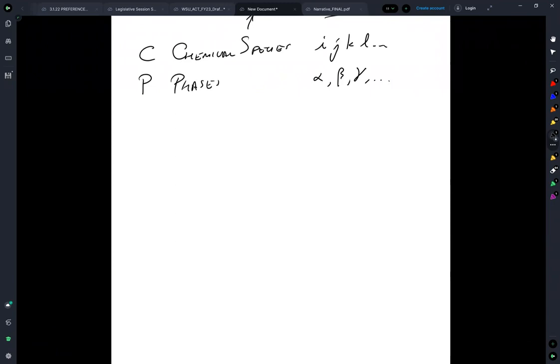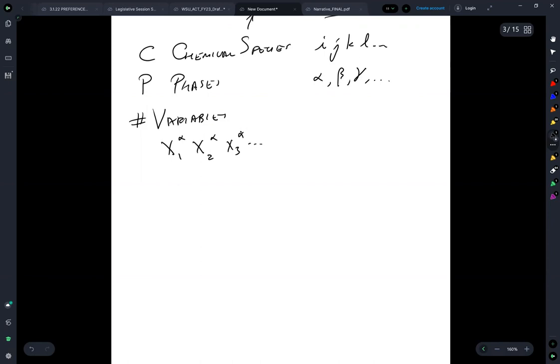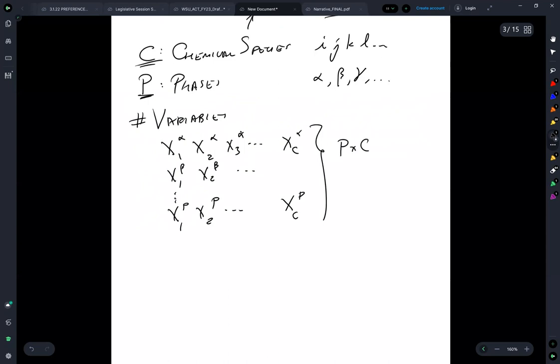So counting the number of variables. We have the mole fraction of species one in alpha, species two in alpha, species three in alpha, up to C, the total number of species in alpha. One in beta, two in beta, X one in the P phase. We're saying there's P phases in total. Two in the P phase, X C P. So we have P times C compositional variables.